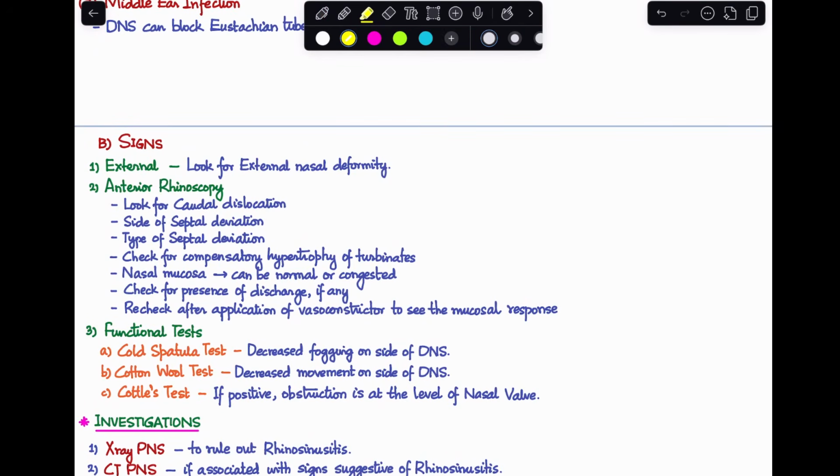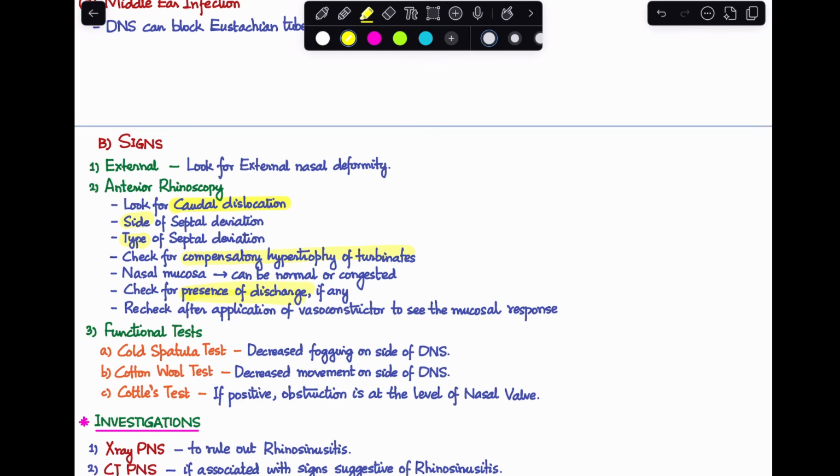We'll raise the tip of the nose and make the patient tilt their head backwards. We'll look for any kind of caudal dislocation. We'll see if the DNS is present, which side it is present towards, and what the type of septal deviation is. And we'll also check the opposite side of the deviation to look for compensatory hypertrophy of the turbinates. Then we'll also look at the nasal mucosa and see whether it is normal or congested. And we'll check for any presence of discharge. If we see any discharge, it can indicate the development of sinusitis in these patients as well.